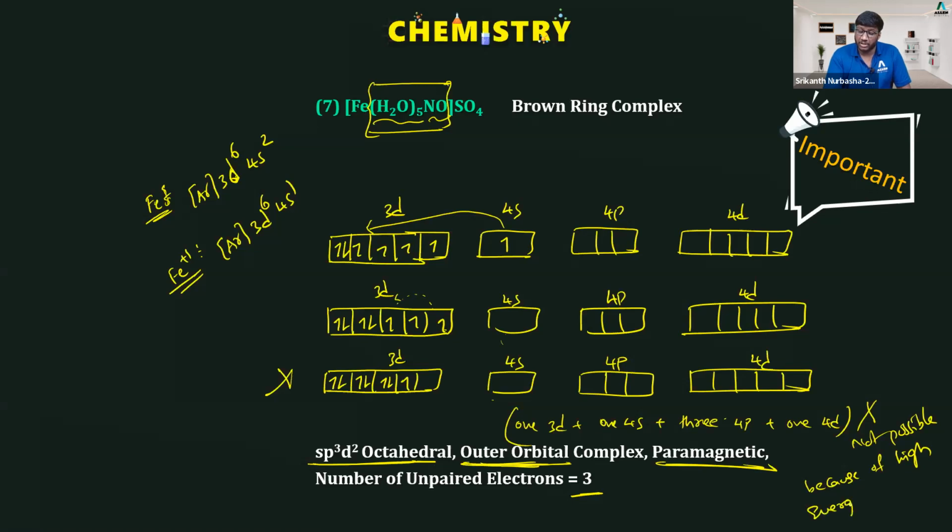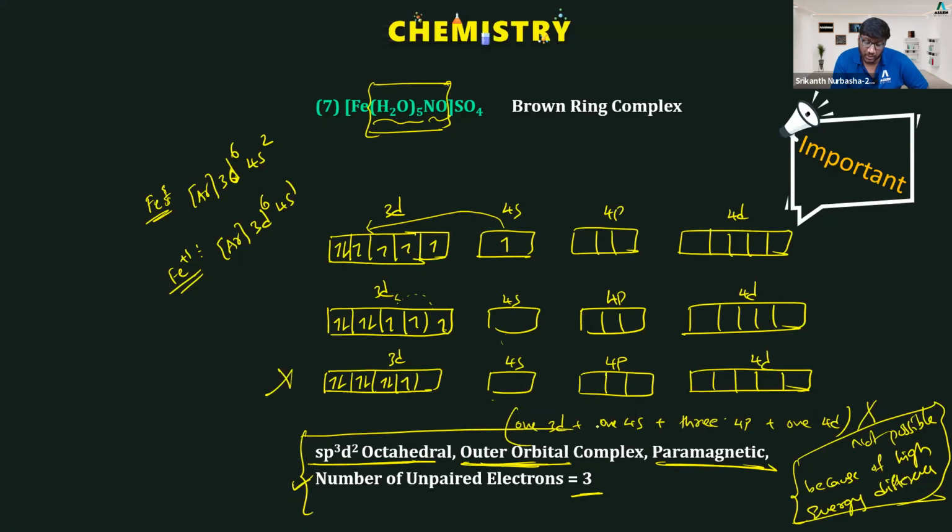The atomic orbitals which are going to be hybridized should have similar energy. So here, one 4d and one 3d cannot intermix. That is not possible. So that is why you do have 3 unpaired electrons in the metal itself. The outer orbital complex is going to be formed: sp3d2 octahedral outer orbital complex, paramagnetic in nature. This is the correct information regarding your brown ring complex.